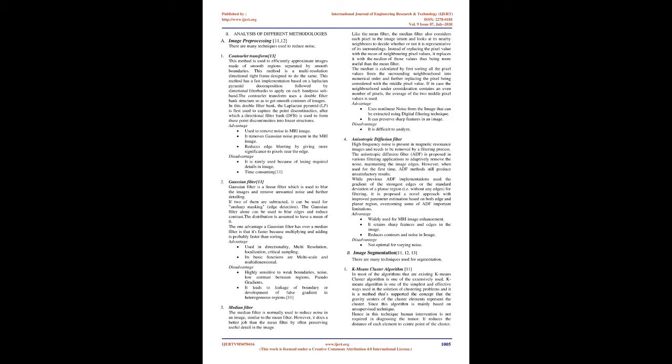Advantage: used to remove noise in MRI images. It removes Gaussian noise present in the MRI image. It reduces edge blurring by giving more significance to pixels near the edge. Disadvantage: it is rarely used because of losing required details in the image, and it is time consuming. 2. Gaussian filter.